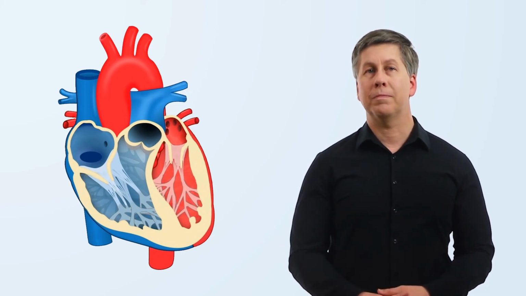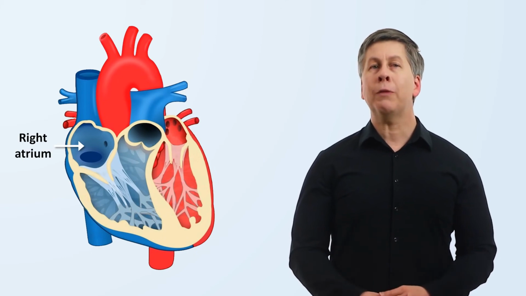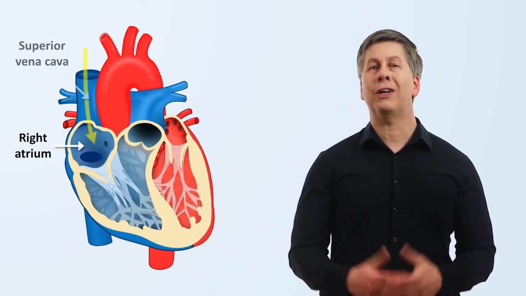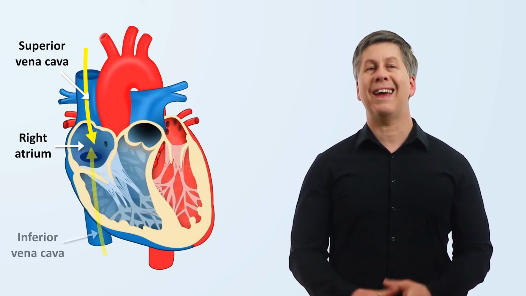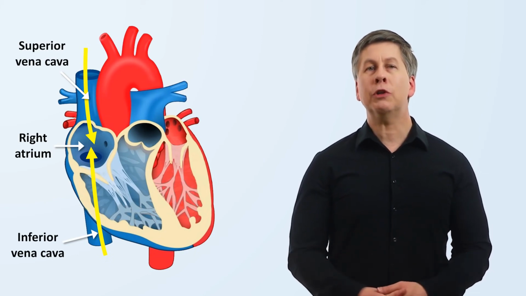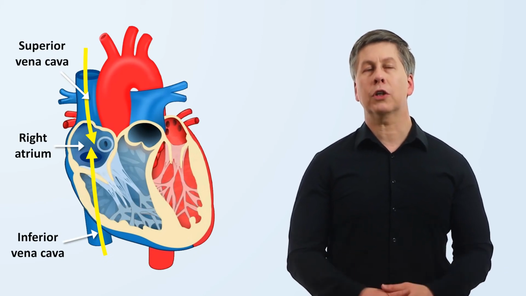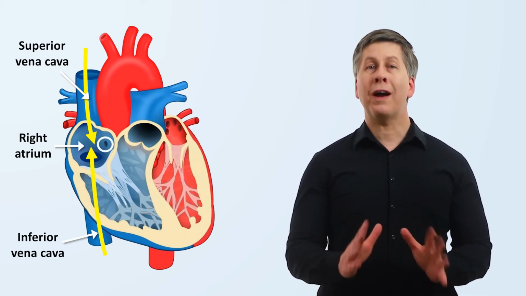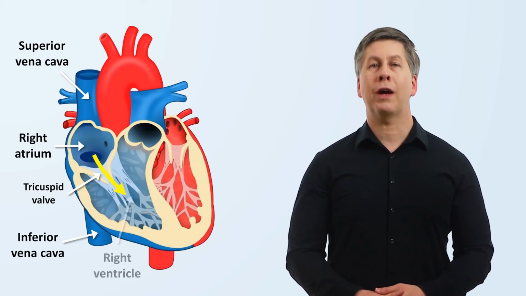To give a lay of the land, I'll walk through the path that blood takes as it returns from the body in its deoxygenated state. First, blood arrives in the chamber called the right atrium. Blood can reach the right atrium through one of 3 paths. All blood returning from above the diaphragm enters via the superior vena cava. All blood returning from below the diaphragm enters via the inferior vena cava. And most blood returning from the heart muscle itself enters the right atrium via this much smaller vessel called the coronary sinus. From the right atrium, blood travels through a valved opening called the tricuspid valve into the right ventricle.